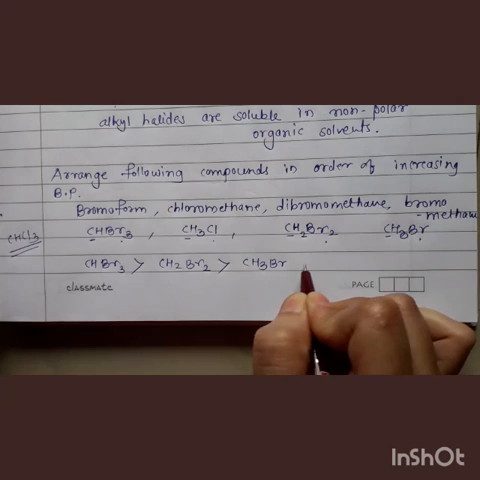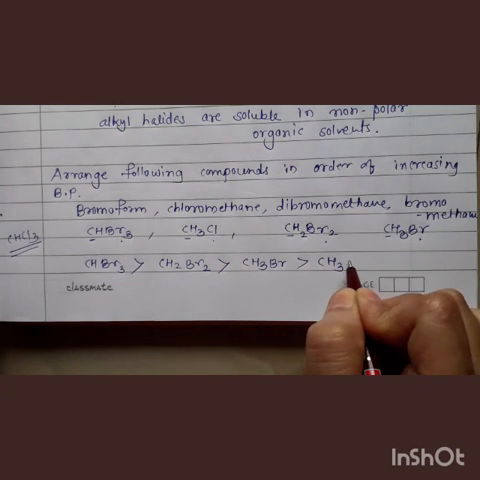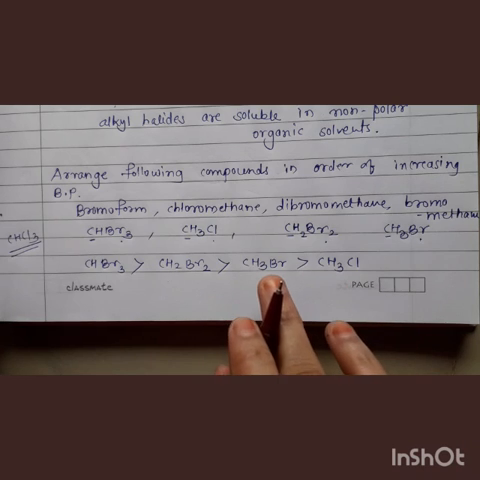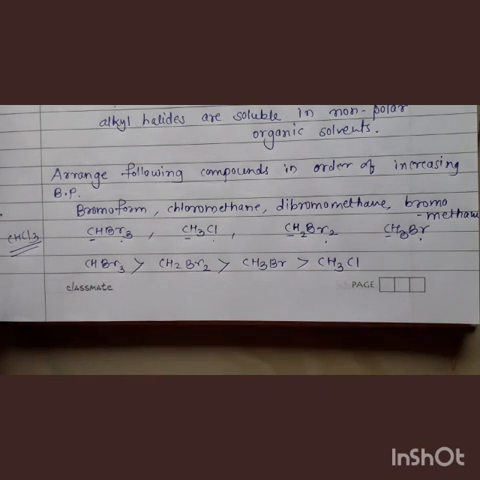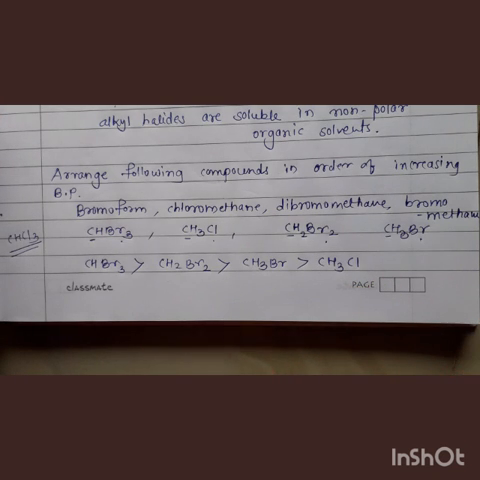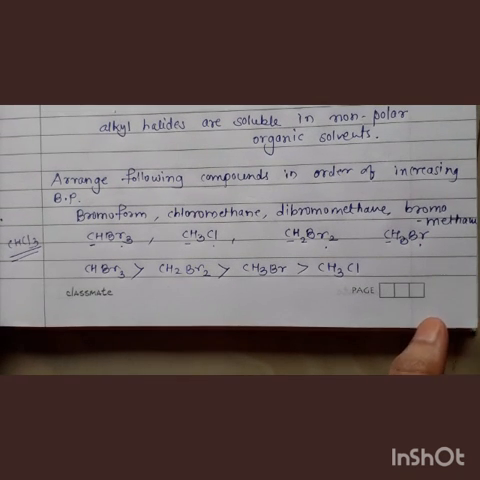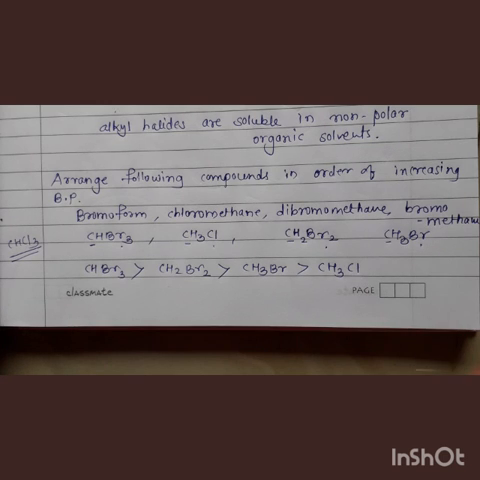Then chlorine, CH3Cl will be there, as chlorine has less molecular mass as compared to bromine, and the number of carbons in all 4 compounds is similar. So no need to think about carbon. We just have to focus on the halogens. So this is the order, the increasing order of their boiling points. Understood?